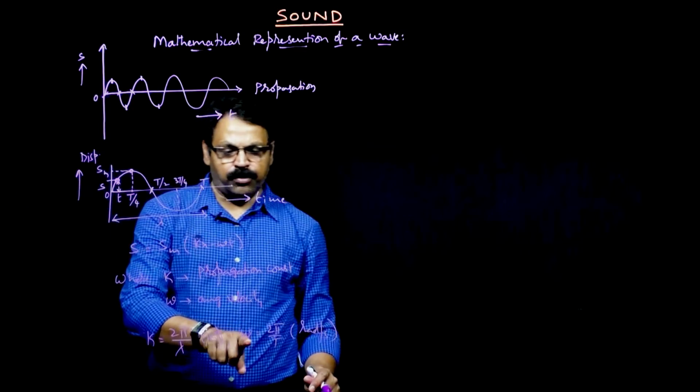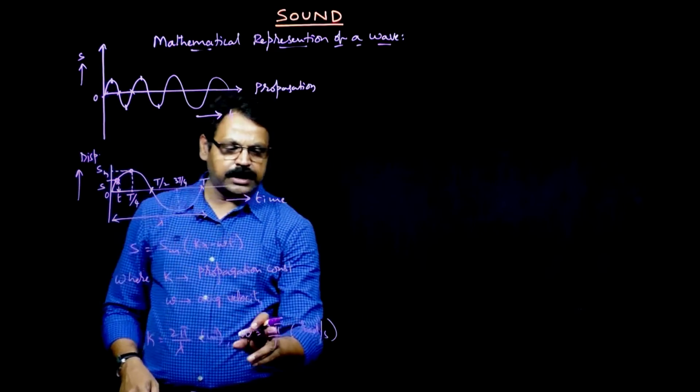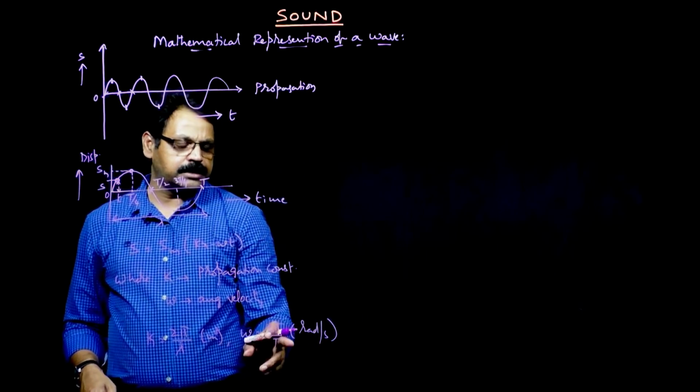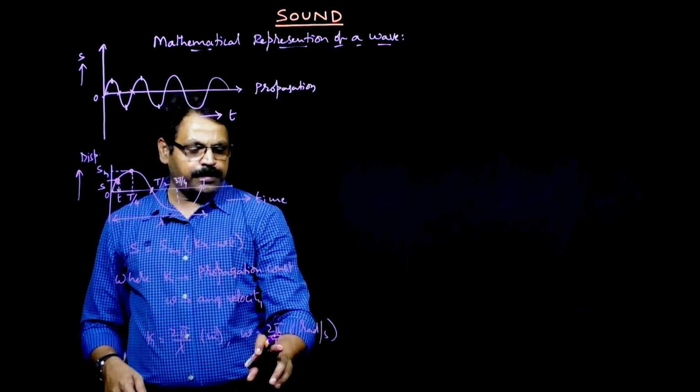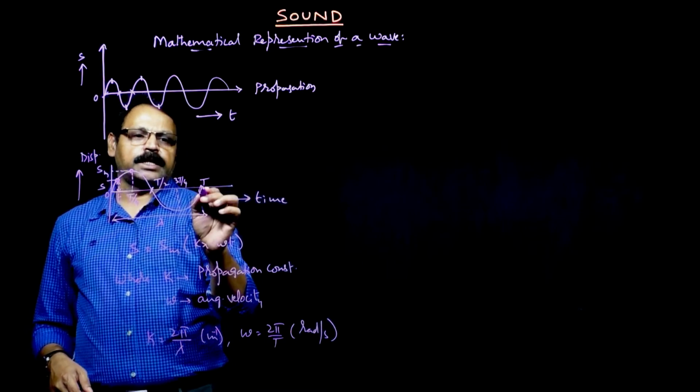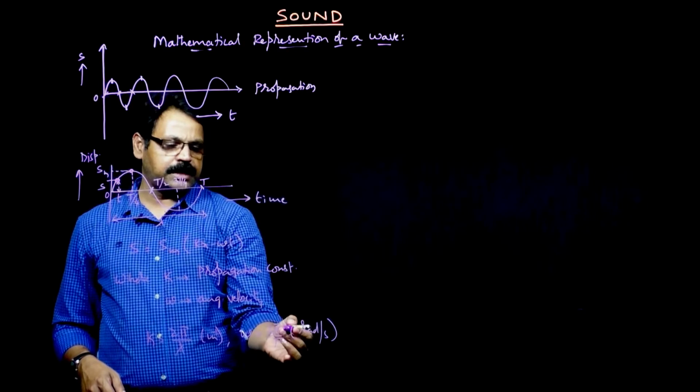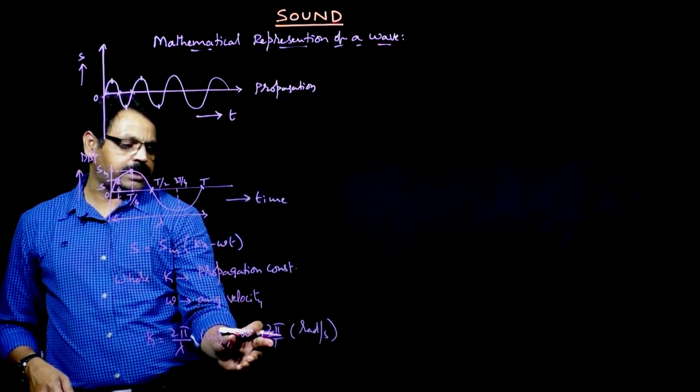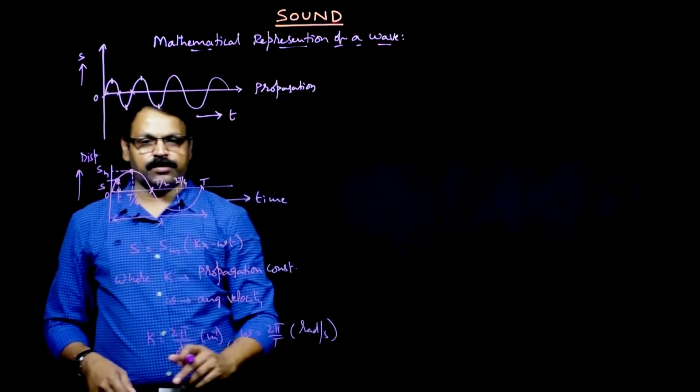And omega is nothing but angular velocity, that is the number of radians per second. So in every periodic time it makes 2 pi radians. That is the reason 2 pi divided by the periodic time is called angular velocity.